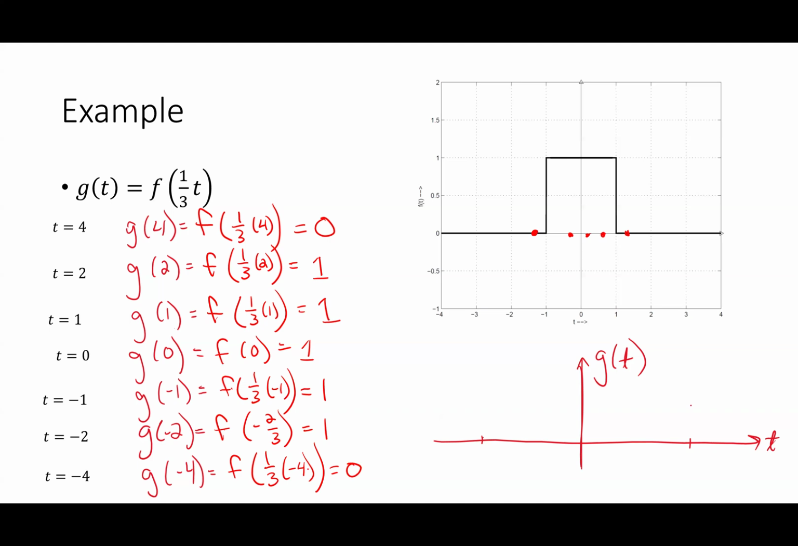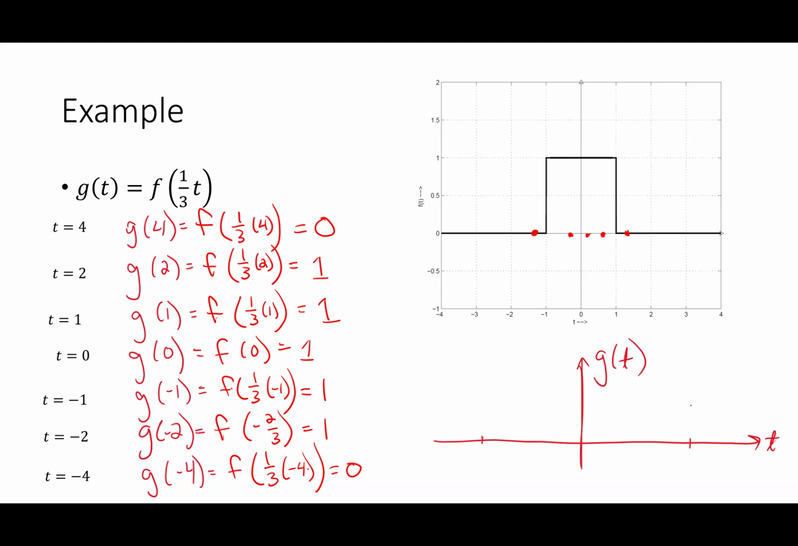What have I done? So if I follow from -4 over to 4, if I go up the time axis from -4 to 4: at -4, it was 0. At -2, it was 1. At -1, it was 1. At 0, it was 1. At 1, it was 1. And then by the time I get to t equal to 4, it's back to 0 again. What have I done?